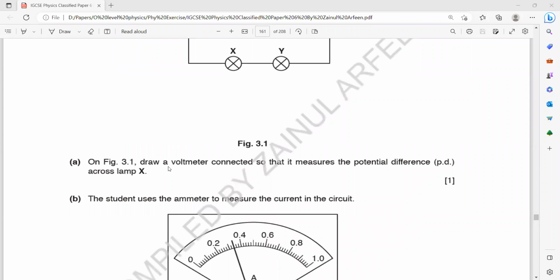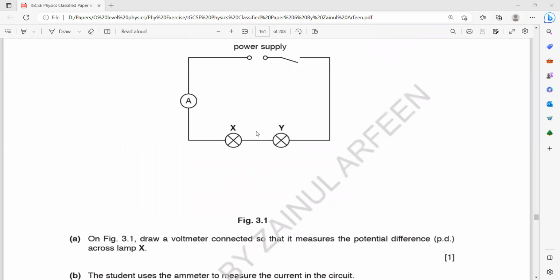On figure 3.1, draw a voltmeter connected so as to measure the potential across lamp X only. So we want to measure only the voltage across X. You can use screen annotation to show how the voltmeter should be connected across X. A voltmeter should always be in parallel. So you can connect it in parallel up or down. It does not make a difference. That's right.